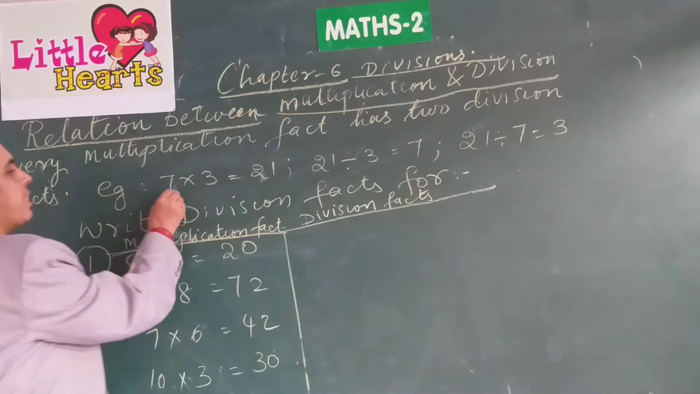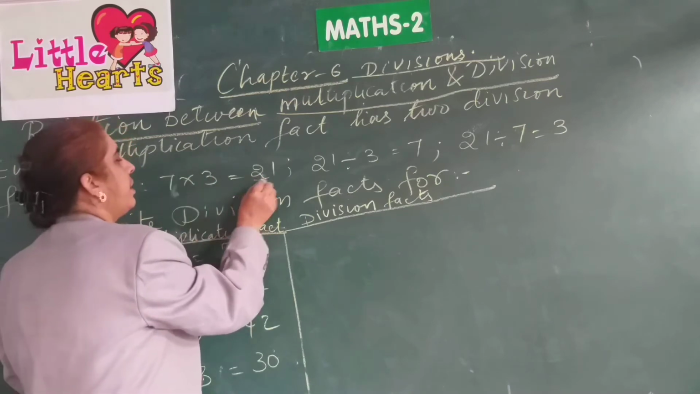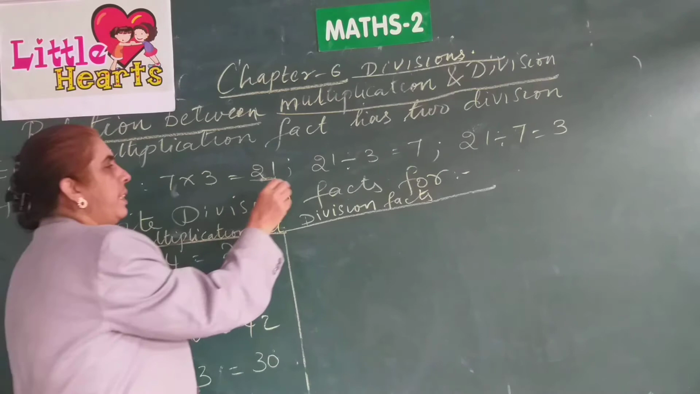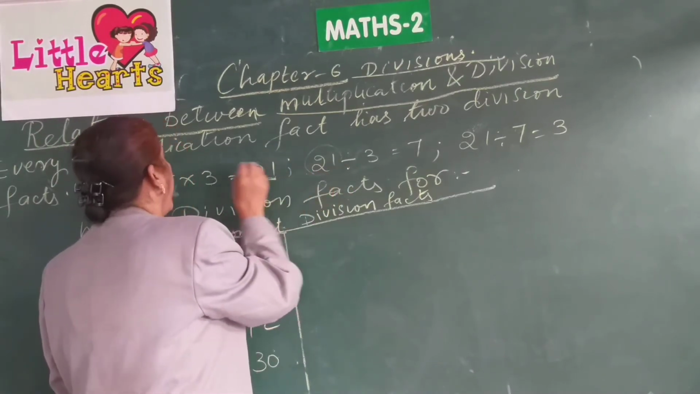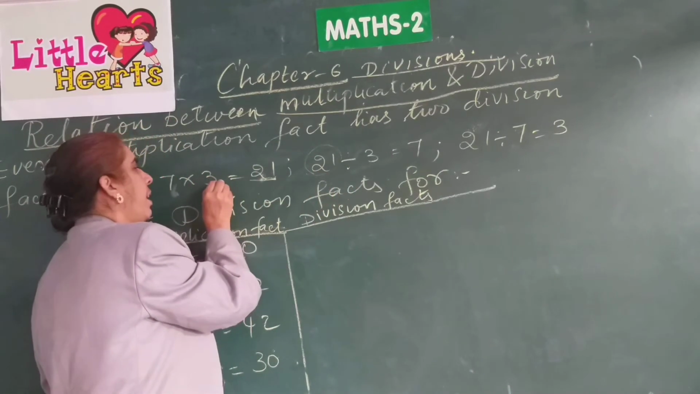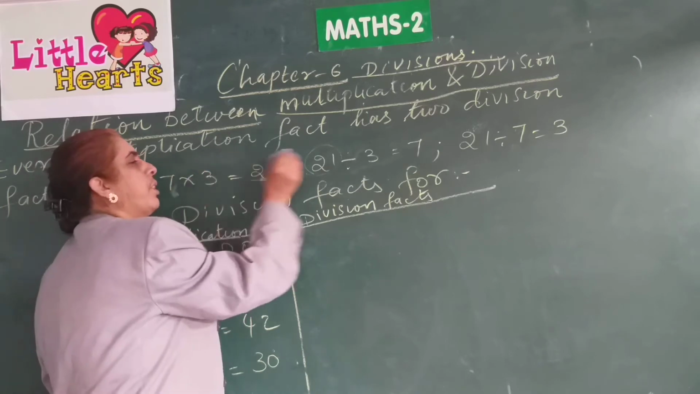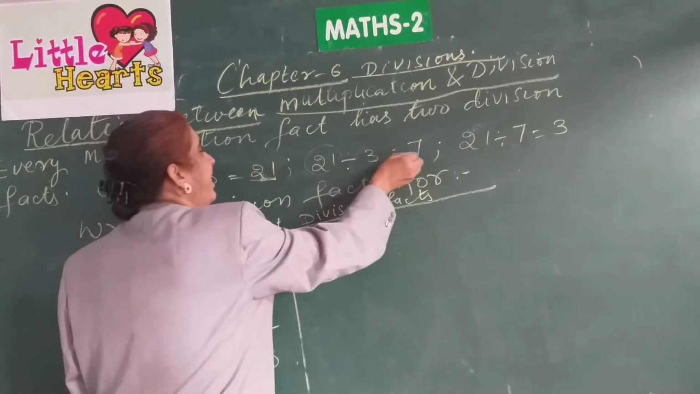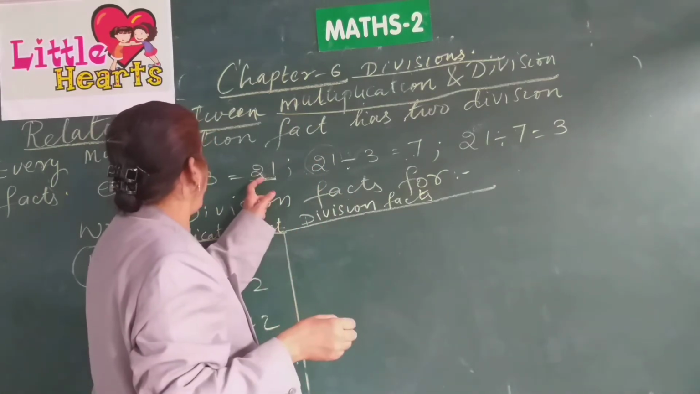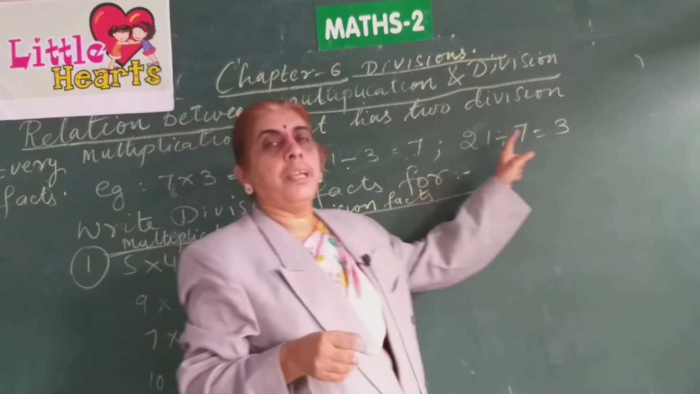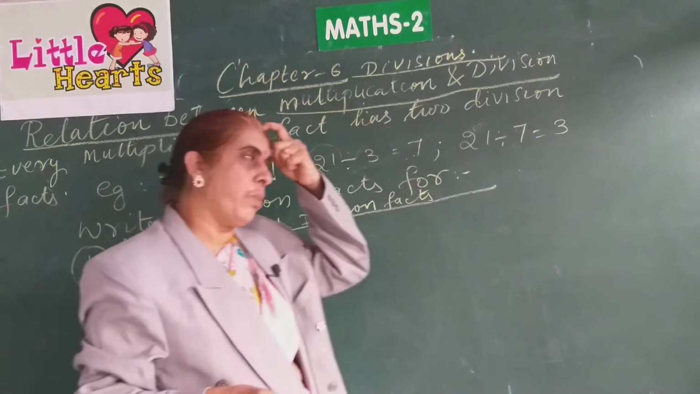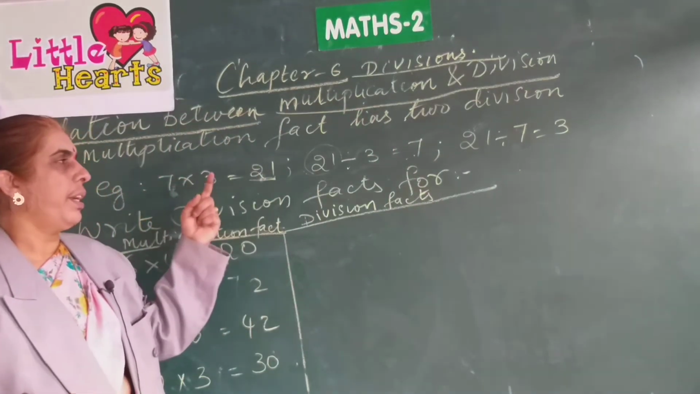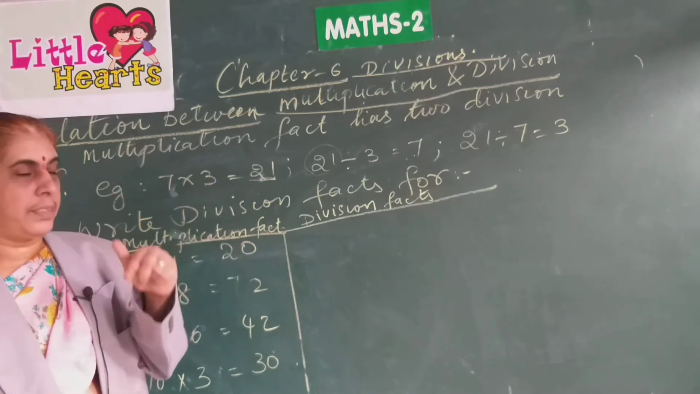For example, 7 threes are 21. This is the product, and for writing division facts, this is considered as the dividend, and one of the factors is considered as the divisor, then the other becomes the quotient. 21 divided by 3 equals 7, and 21 divided by 7 equals 3. In this way, for every multiplication fact, we can write two division facts.